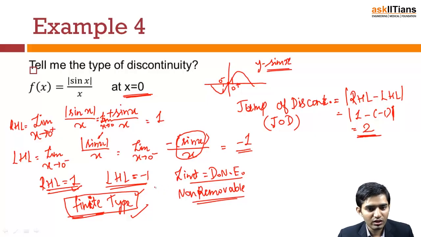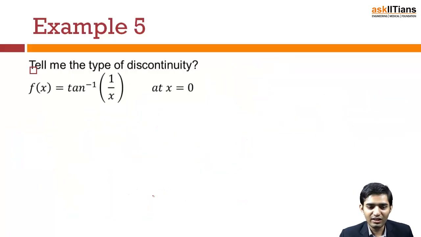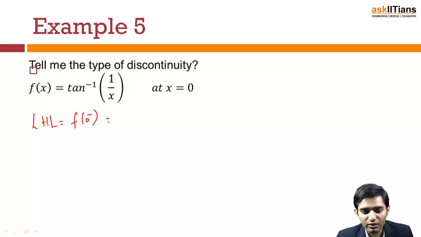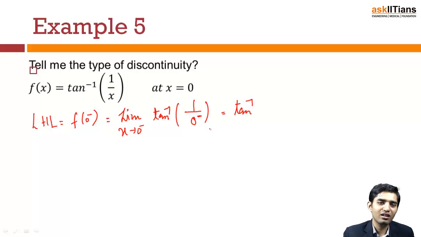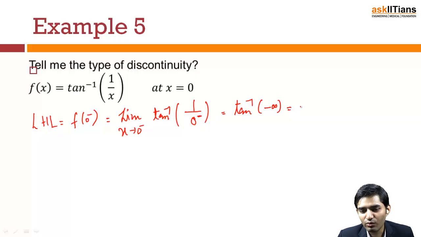Okay. Now example 5. It is f(x) equal to tan inverse of 1 by x at x equal to 0. Again we have to check. So again tell me what is LHL. LHL will be f of 0 minus, which means limit x tending to 0 minus of tan inverse of 1 by 0 minus. X is slightly less than 0, a negative quantity, so 1 by 0 minus will be minus infinity. So the value of tan inverse minus infinity is minus pi by 2.